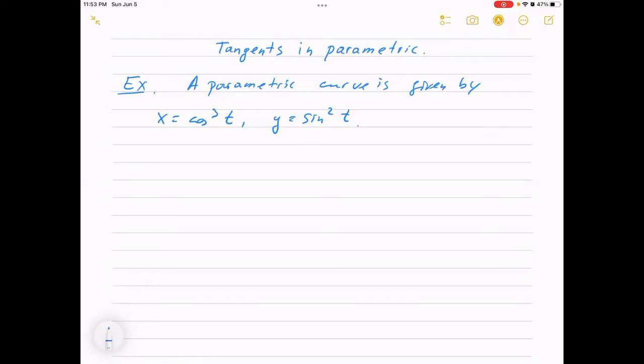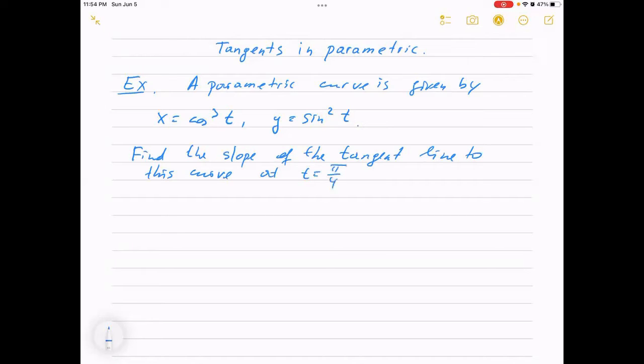We want to find the slope of the tangent line to this curve at the point when t equals pi over 4. Let's see, this is not too difficult.